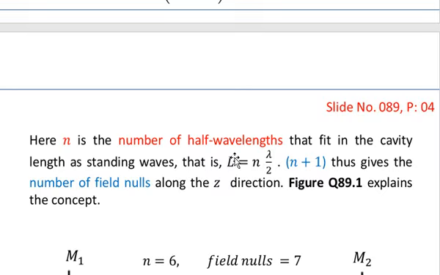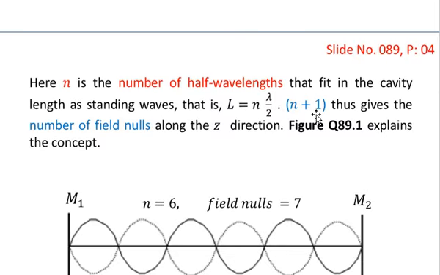Here n is the number of half wavelengths that fit in the cavity length as the standing waves. That is, capital L is equal to n times lambda by 2. You see that this is the equation. We have also discussed this equation before. That is, in a cavity of length L, an integer number of half wavelengths will fit into the cavity. And if many wavelengths satisfy this condition for different values of n, then it means that different longitudinal modes are possible within that cavity.